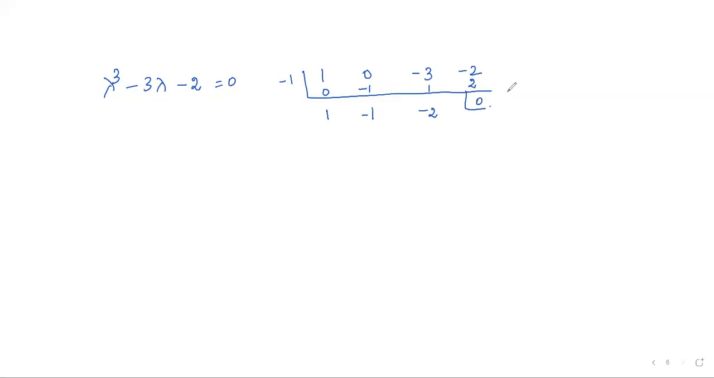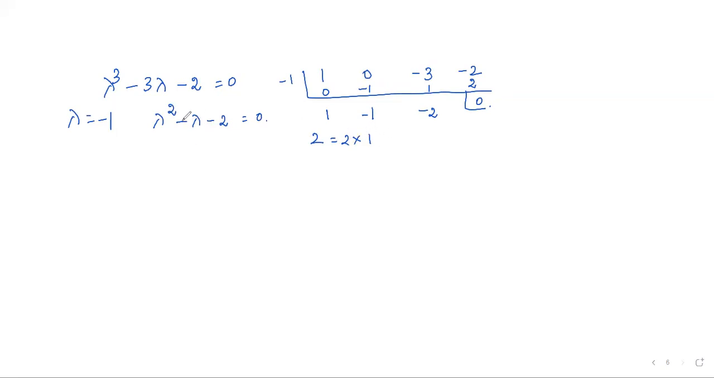And therefore, the remainder is 0. So therefore, the first root is lambda is equal to minus 1. The remaining roots are given by lambda square minus lambda minus 2 is equal to 0. Now we can factorize, because the factors of 2 are 2 into 1. But when you add them, you should get the middle term coefficient, the sum.